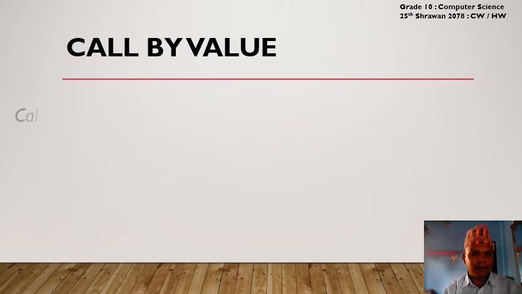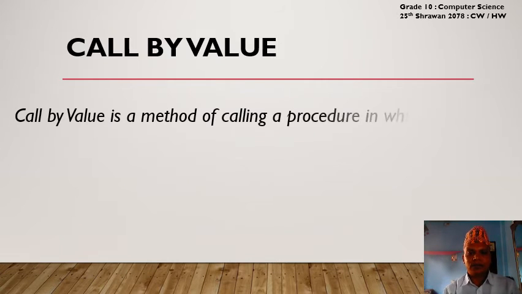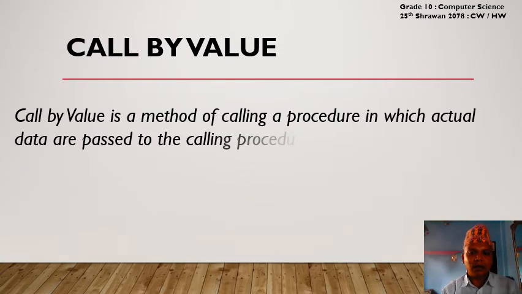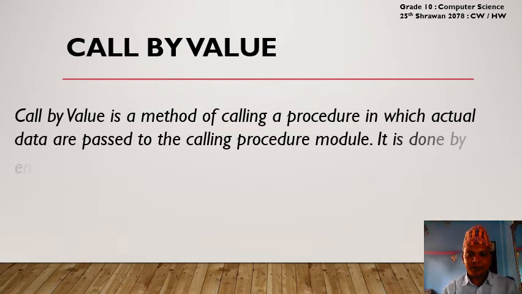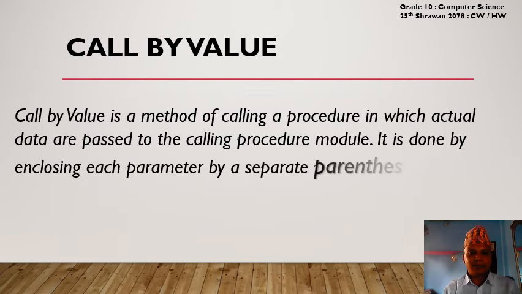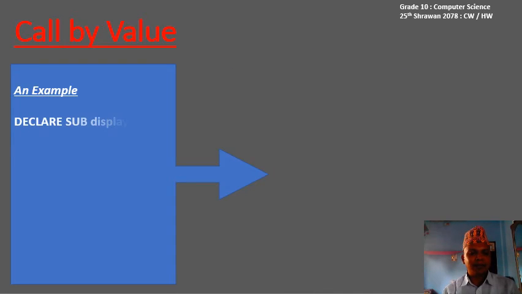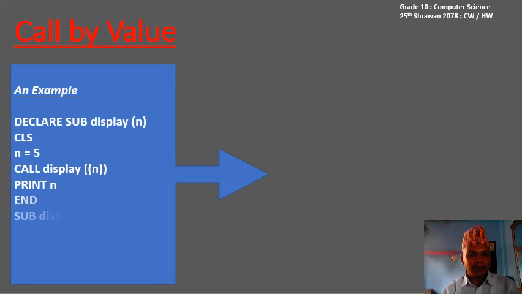Next is call by value. So call by value is a method of calling a procedure in which actual data are passed to the calling procedure module. It is done by enclosing each parameter by separate parentheses. So here we'll see one example of this call by value.